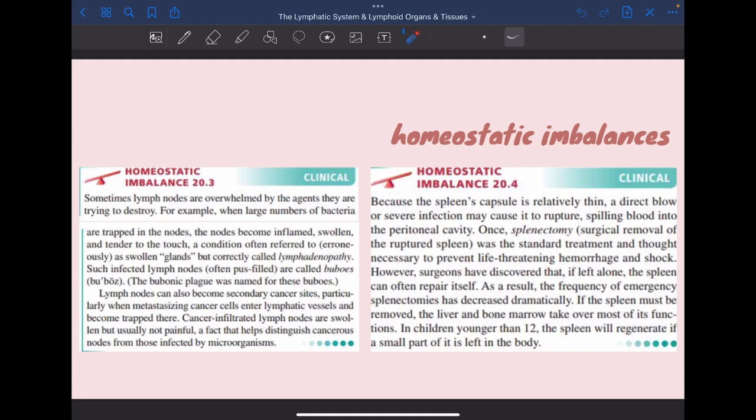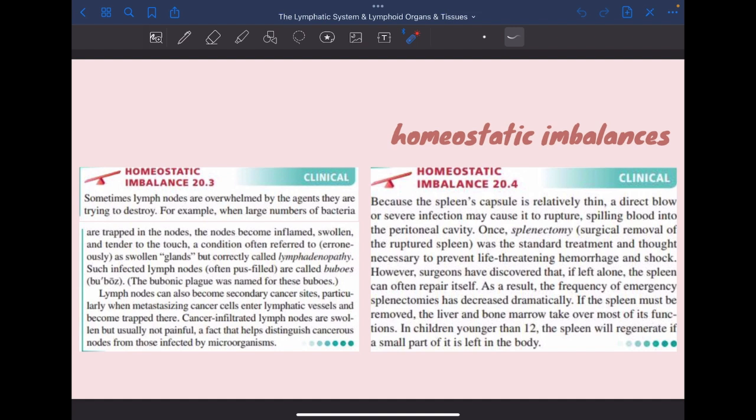On the other hand, regarding the spleen, it does have a capsule, it does have trabeculae and so on, but the capsule of the spleen is quite thin. So any direct blow, any direct impact on it can cause it to rupture. And because it's filled with a lot of blood, this can cause life-threatening hemorrhage and shock. Previously, it used to be treated by splenectomy, removal of the spleen. Surgically, they would remove the spleen.